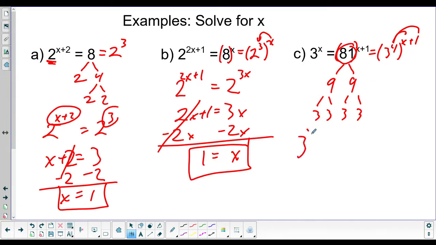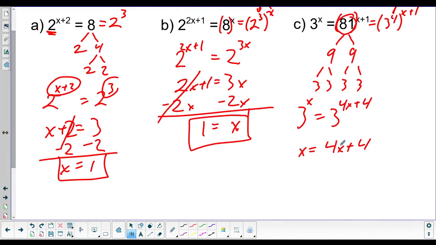We're going to have 3 to the power of x equals 3 to the 4 times x is 4x. 4 times 1 is 4. Now we set the exponents equal to each other and solve for x. So we have x equals 4x plus 4.